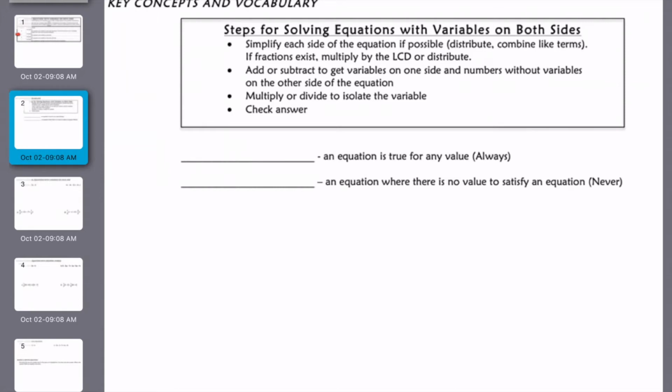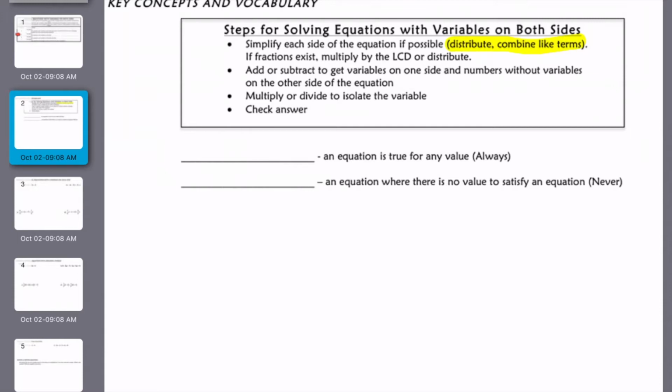We really have steps first. So steps for solving equations with variables on both sides. Simplify each side of the equation if possible first. That means you can do the distributive property. You can combine like terms. If fractions exist, multiply by the lowest common denominator and distribute. You could just multiply by that denominator and that will get rid of the fraction entirely.